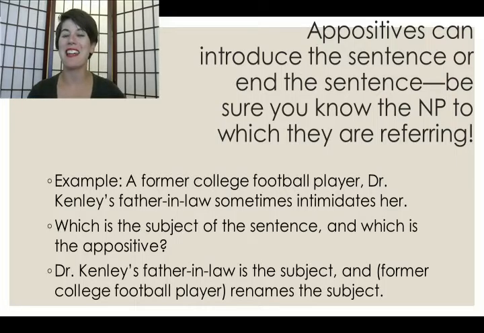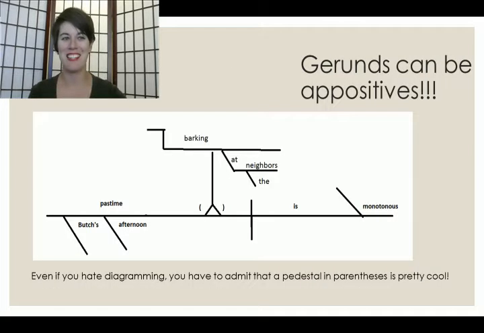One cool thing that I didn't tell you about gerunds when we were learning about them in Part A is that gerunds can be appositives. So this is why I said that appositives are usually noun phrases, but not always. Sometimes they're nominals. This is kind of neat. Here is a gerund as an appositive, Butch's afternoon pastime, barking at the neighbors, is monotonous.